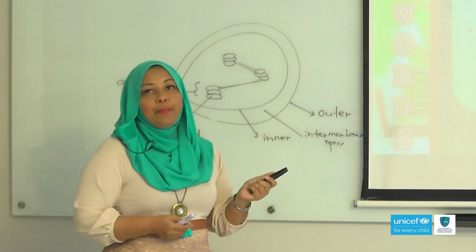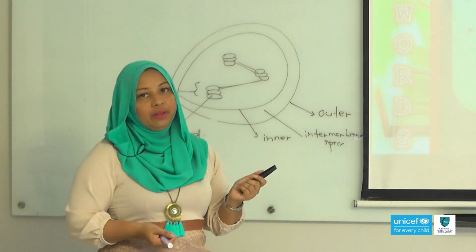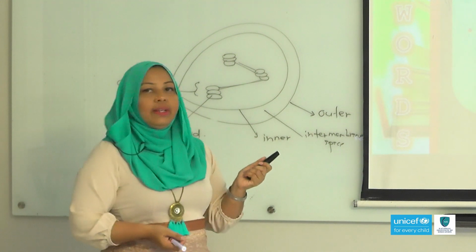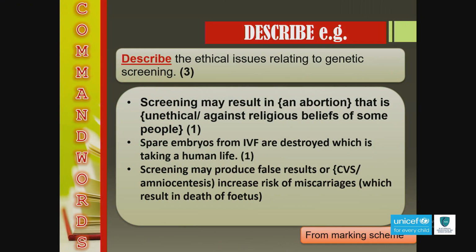Let's have a look at some past paper questions and revise them. This is from the January 2020 paper. I have taken the question saying, describe the ethical issues related to genetic screening. So they want you to talk about ethical issues related to genetic screening, and this is the marking scheme that is given to you.